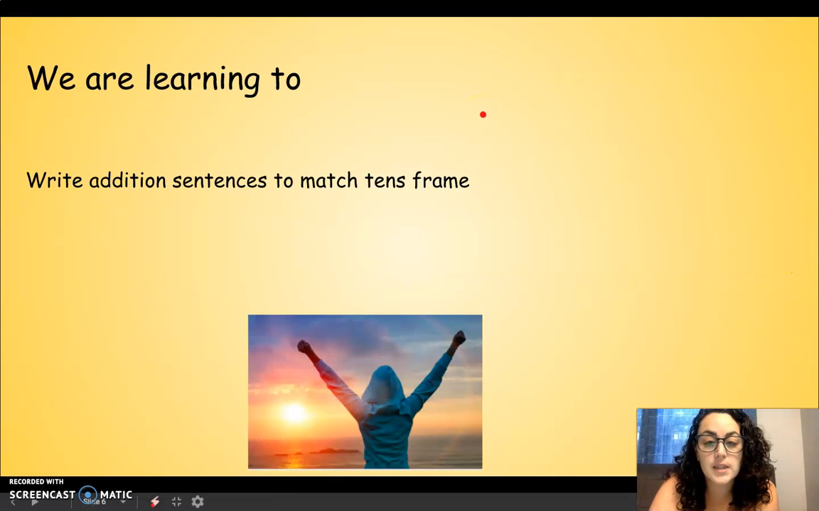So that's what we did today. Easy peasy, right? We wrote addition sentences to match our tens frames because we understand part plus part equals whole. If that did not feel easy peasy to you, watch this again and keep practicing so you can see part and part together makes whole. Part plus part equals whole.